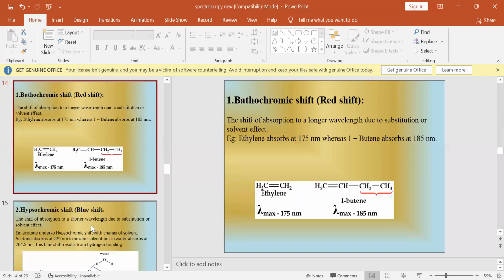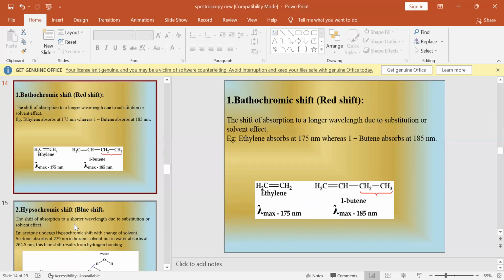First one is the bathochromic shift. Bathochromic shift is also known as a red shift. Shift of absorption maximum to longer wavelength in the spectrum is called bathochromic shift. The reasons are the presence of chromophores and auxochromes, the effect of solvent, and increasing conjugation. Here you can take the example CH2 double bond CH2, whose lambda maximum value is 175 nm, and CH2 double bond CH CH3, that is 1-butene, whose lambda maximum value is 185 nm.